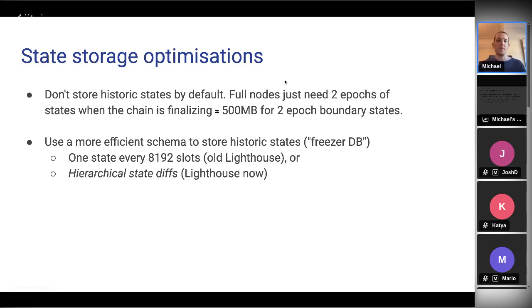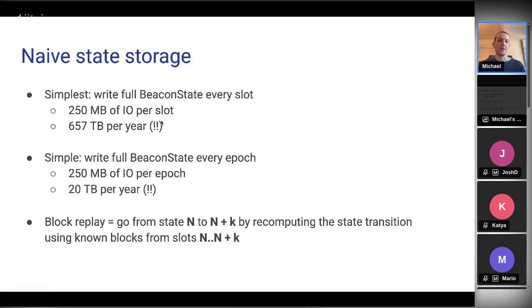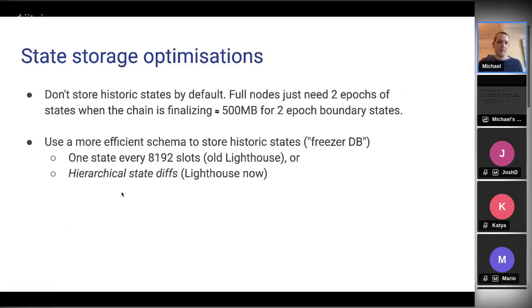So if we only have to store 2 epochs worth of states, then actually either of these strategies are fine. You could write the beacon state every slot and it wouldn't be that many, or you could write the beacon state every epoch and it also wouldn't be that many. You have between maybe two epoch boundary states, which would be 500 megabytes, or you could have 64 states and that would be 32 times larger, so it'd be like 16 gigabytes. But that's still within reasonable limits, right?